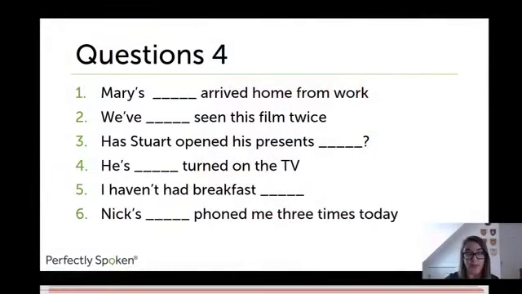Okay, how did you do? Before we check the answers, just a point to note, you can see here that I've used the apostrophe S. So instead of Mary has arrived, I've connected Mary and has to Mary's. The same with number 2. Instead of we have, we've. So I've contracted them because this is a very common thing that we'll do when we're speaking. So it's important to note here the apostrophe S means has and the apostrophe VE means have. But let's check the answers and see how you did.